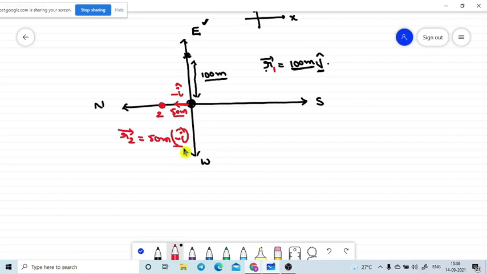What is the meaning of this? The location of the particle is a 50-meter distance from the measuring point in the north direction. So that is the location of the particle. It is very easy and convenient to explain the location of the particle, as well as the magnitude and the direction. These can be explained with the help of the position vector.